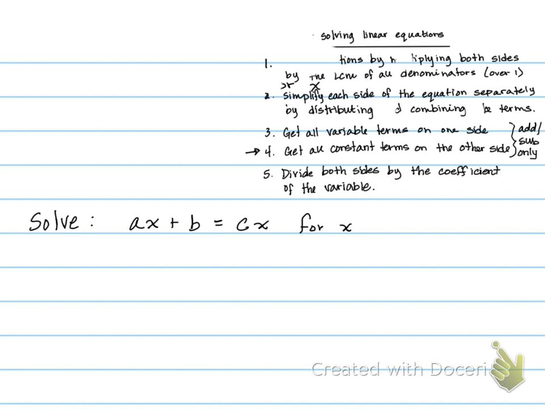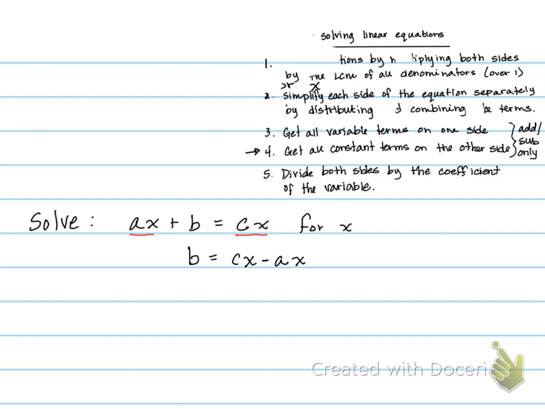So you have to move the cx over to the ax. We want to get all variable terms on one side of the equation. There are two variable terms here, right? Ax and cx, so I'm going to subtract ax from both sides, which will give me b on the left side and cx minus ax on the right. Now, are my constant terms all on one side? No, you still get c and a. Correct.